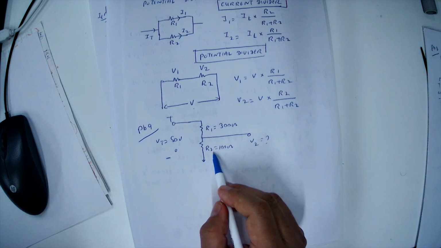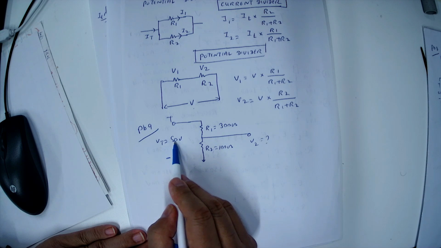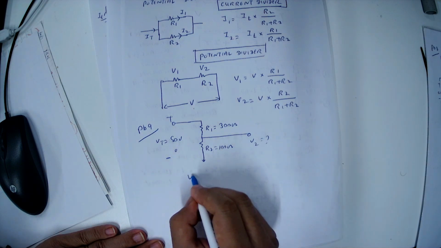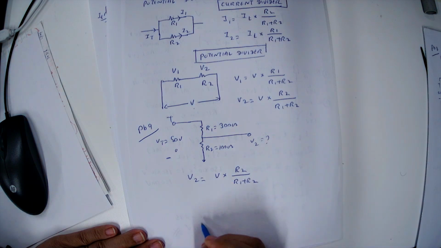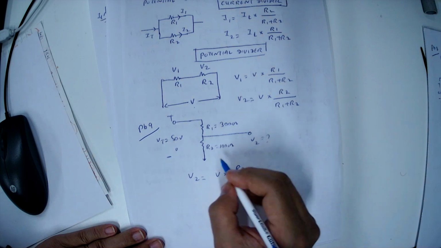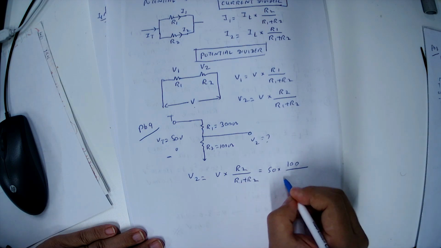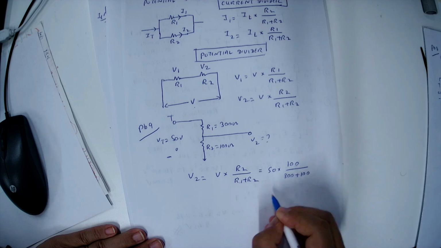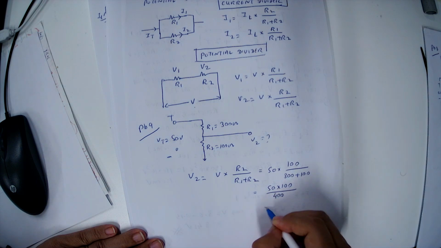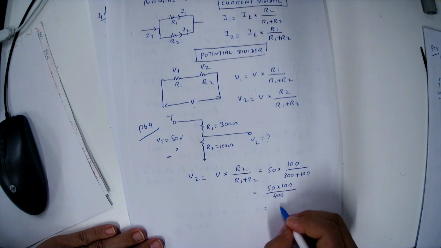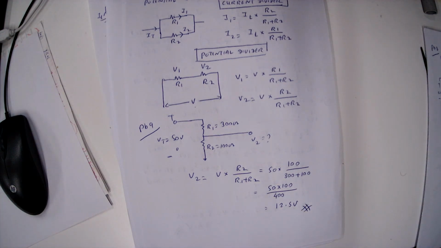In this case, two resistors R1 and R2 are connected in series to the supply voltage of 50 volt. So we have to calculate V2. The equation is V2 equal to V multiplied by R2 divided by R1 plus R2. So we substitute the total voltage V as 50 volt, R2 is 100, and R1 plus R2, with R1 300 and R2 100. Therefore, 50 multiplied by 100 divided by 400. By solving this, we get V2 equal to 12.5 volt. So this is the potential divider theorem and the solution for this problem.